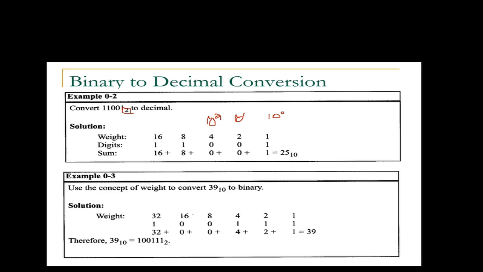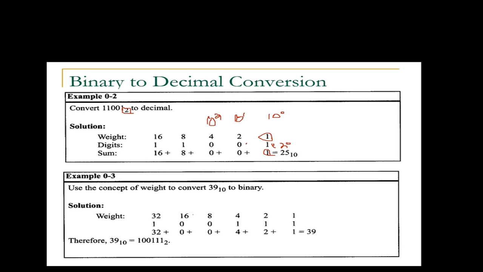How do we multiply it? Here the weight of the first digit, the least significant bit, sorry, in a binary number we call it a bit. So the least significant bit we multiply by 2 to the power 0. So 2 to the power 0 is equal to 1, multiplied by 1 is equal to 1. Here we call 1 the weight of this bit.